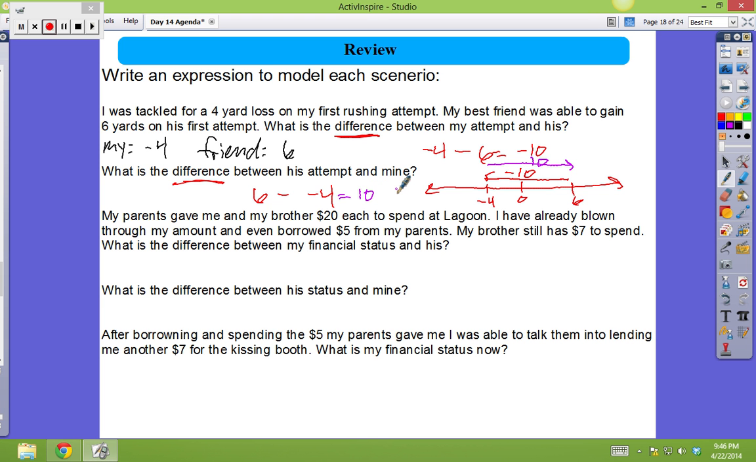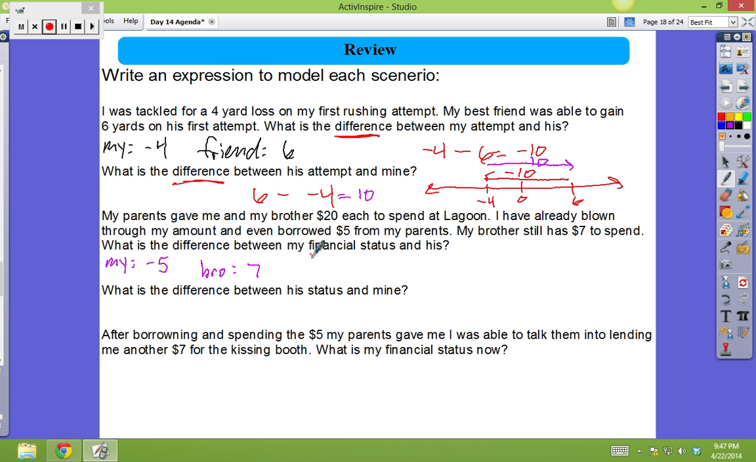Okay, the next problem. My parents gave me and my brother $20 each to spend at Lagoon. I've already blown through my amount and even borrowed $5 from my parents. My brother still has $7 to spend. What's the difference between my financial status and his? My status, I'm going to represent that: I blew through my money and borrowed, so I'm -5. My brother has yet to spend, so he still has $7 to spend, so I'm going to say it's +7.